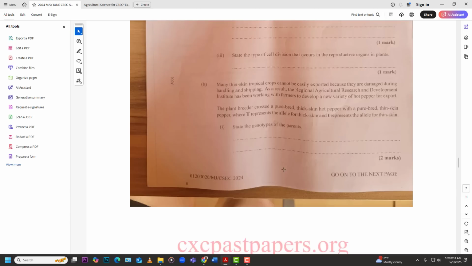So what you're going to put now, state the genotype of the parents. The thick skin, because it is T, is going to be 2 capital T's, right? And for the thin skin is going to be 2 small t's. So the thick is 2 capital and the thin is 2 small t's. Those are the genotypes of the parents. So for the thick skin, you put the 2 capital T's, and for the thin skin, you put the 2 small t's. Right, that's the best answer for that particular one given the information that we have.